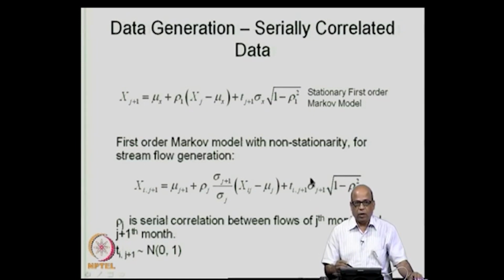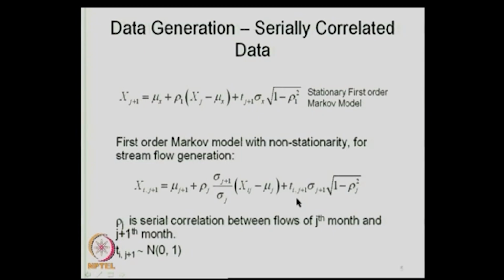And the random component we are introducing here, for every value you generate, the random component will be different. So, it will have the same indices as the flow to be generated has. So, x i j plus 1, you have t i j plus 1, where t i j plus 1 is drawn from N(0,1). That means this follows a standard normal distribution.